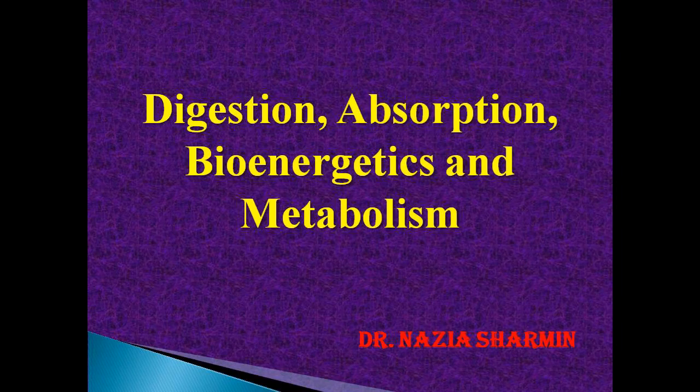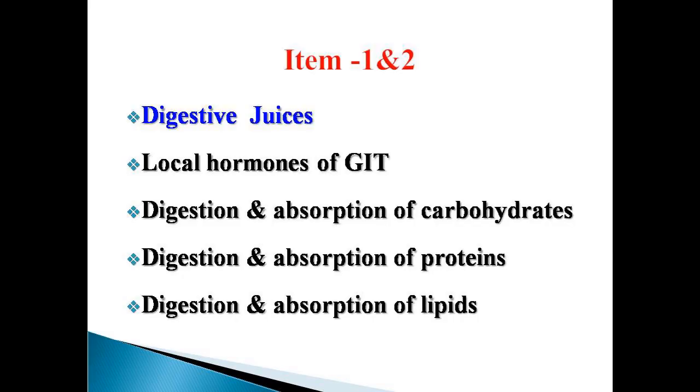In today's video, I will start a new part, that is digestion, absorption, bioenergetics and metabolism. Here are the contents of the first two items, that are digestive juices, local hormones of GIT, digestion and absorption of carbohydrates, digestion and absorption of proteins, and finally digestion and absorption of lipids.